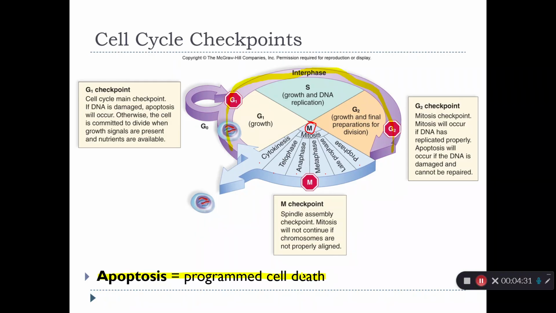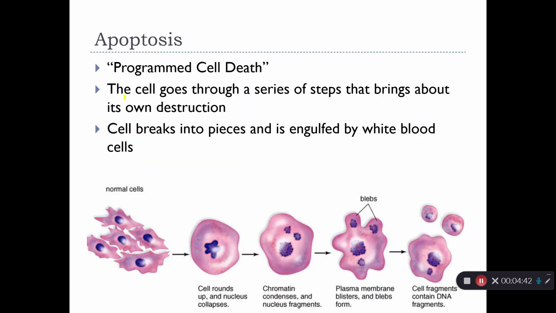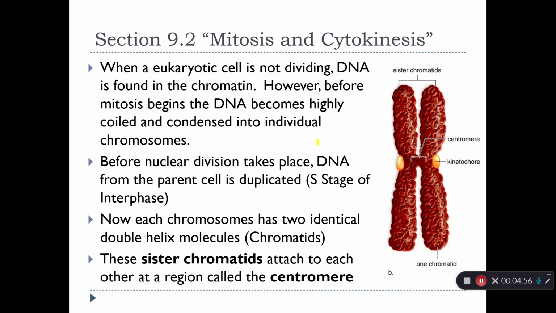apoptosis is when the cell dies. When it's had all it can take, apoptosis is when the cell dies. Highlight that. The cell goes through a series of steps that bring about its own destruction. So apoptosis is programmed cell death, when the cell has reached the time where it's supposed to die. The cell breaks into pieces and is engulfed by your immune system, your white blood cells.